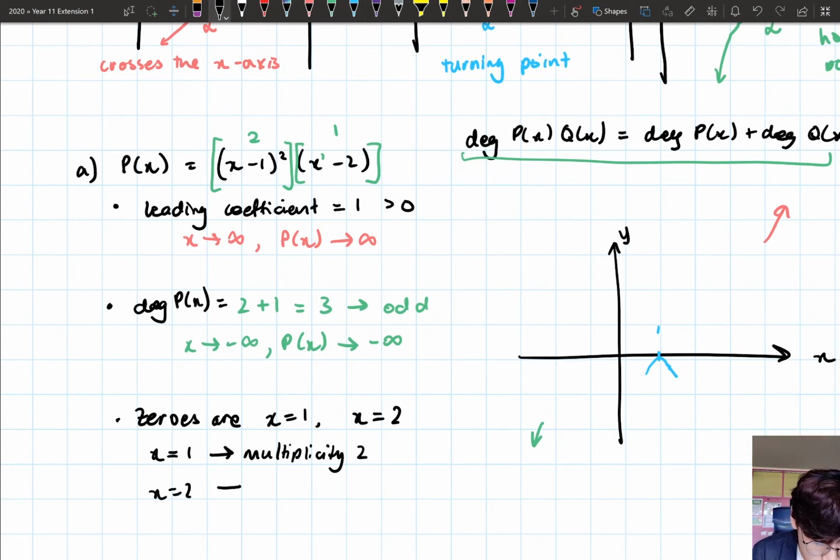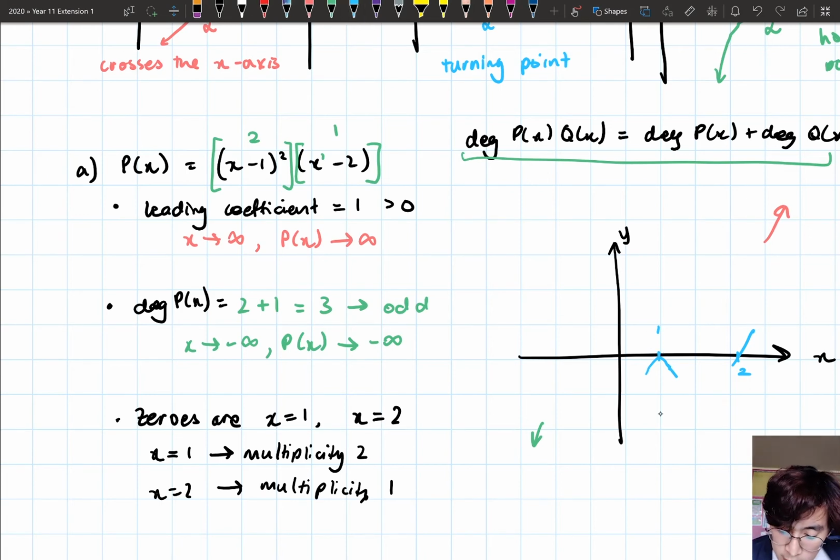x is equal to 2 has a multiplicity of, what's the multiplicity of x is equal to 2? It's just 1. So that means when x is equal to 2, it's just going to cross the x-axis. Now the reason I drew it in these directions, so for example, the reason why I didn't draw this in this direction was because, well, have a look at the other information I've got.